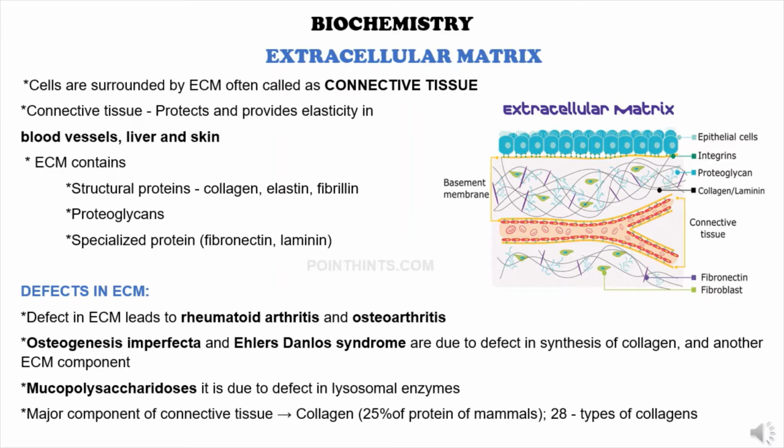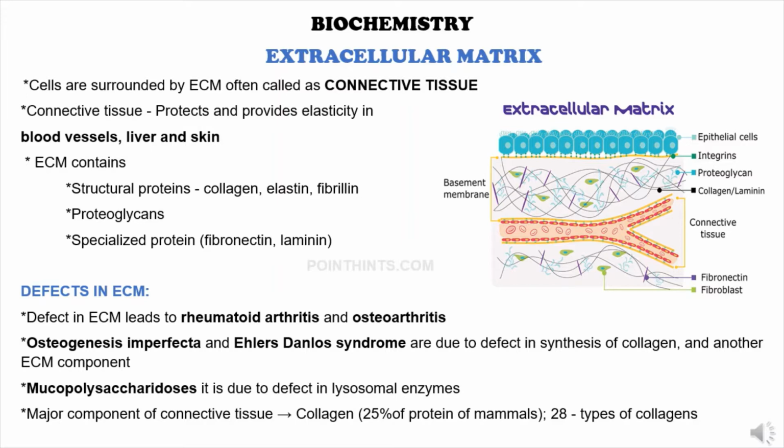Defects in ECM. General defects in ECM lead to rheumatoid arthritis and osteoarthritis. Rheumatoid arthritis is an autoimmune disorder in which our own immune cells attack our healthy cells. Osteoarthritis is due to degeneration of cartilage and is seen in aged people. Osteogenesis imperfecta and Ehlers-Danlos syndrome are genetic disorders due to defects in the genes responsible for synthesis of collagen protein and other ECM components.